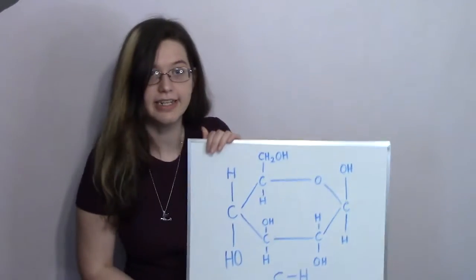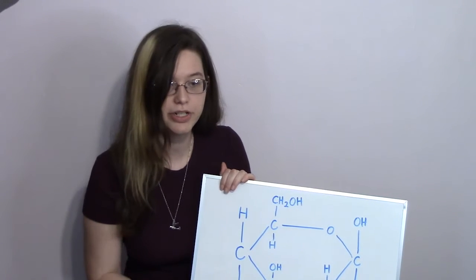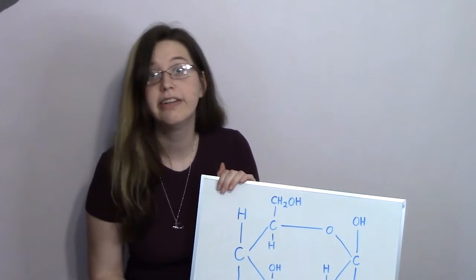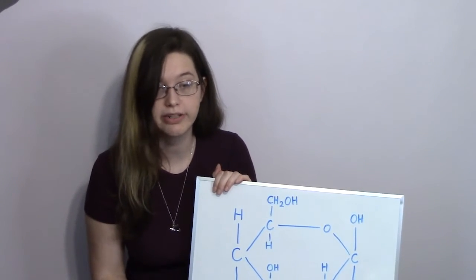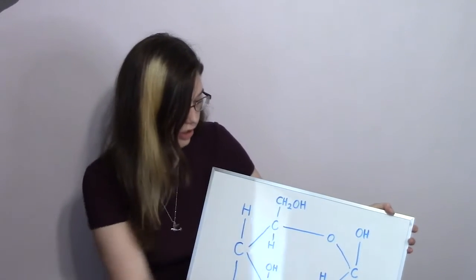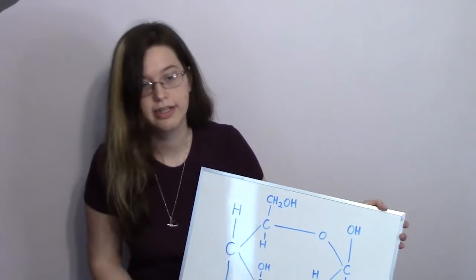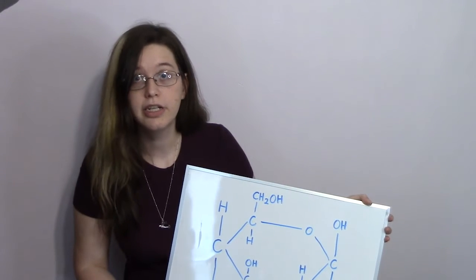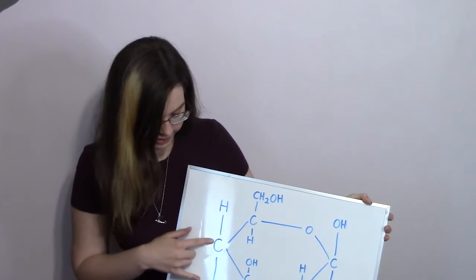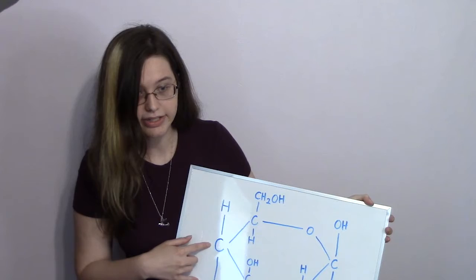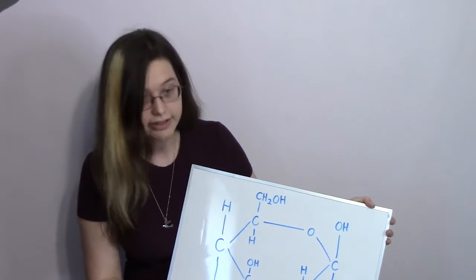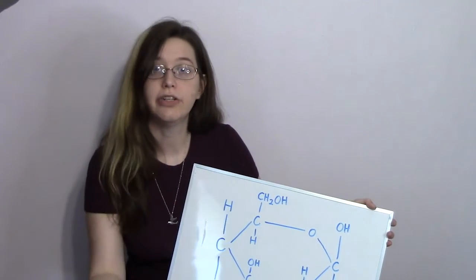Glucose, as seen here, is a 6-carbon sugar that has the chemical formula C6H12O6. It has a ring structure, like a hexagon. Cellular respiration uses the chemical energy stored in these bonds here, the CH and the CO bonds, to make energy.